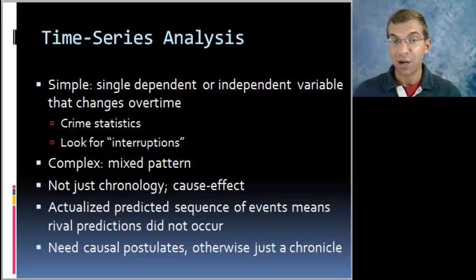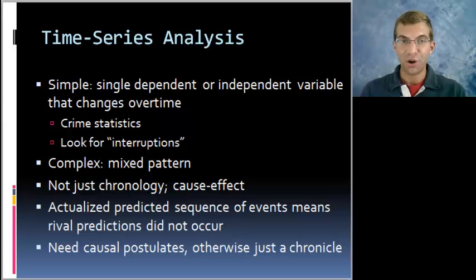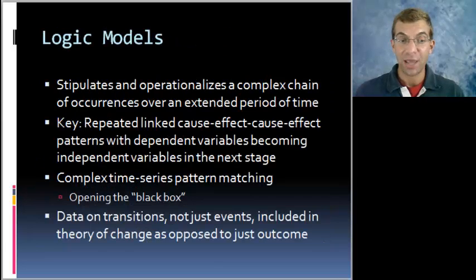You can have a mixed pattern that goes up and then goes down. The key to this, though, is that it's not just a chronology. You're not just telling what's happening over time, but you have a hypothesized cause and effect. And if what you predict as your effect from certain causes does happen, then your theory is right and alternatives did not happen. That's why you need to have these causal postulates. You need a cause and effect story, not just telling me what happened. Otherwise, you're just telling me a chronicle, and it's not a research project or a case study.